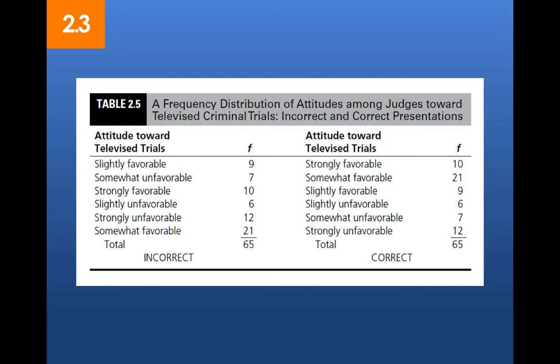Now, what you could do with the one on the right is you could start with strongly unfavorable, somewhat unfavorable, slightly unfavorable, slightly favorable, somewhat favorable, strongly favorable. You could do it in the opposite order. That would also be fine.